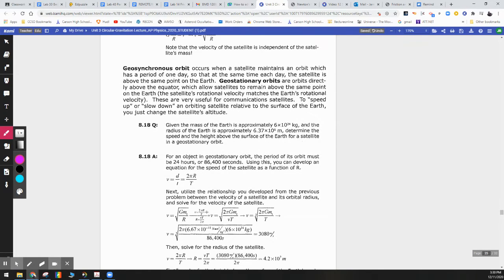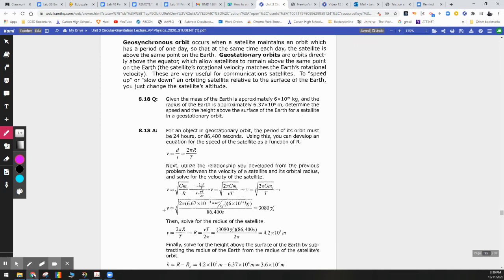Now, the next thing I want to talk about is what's called geosynchronous orbit. It means a satellite maintains an orbit which has a period of 1 day. Geostationary orbits are orbits directly above the equator, so just keep that in mind. Geosynchronous orbit means that the period is 24 hours, or in SI units, 86,400 seconds. We'll keep that in mind.